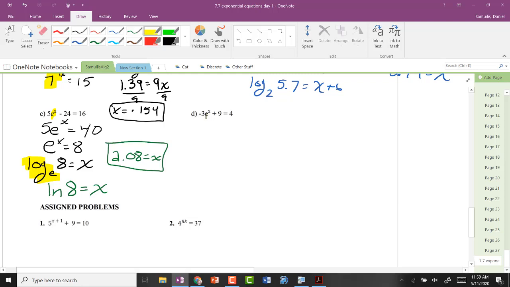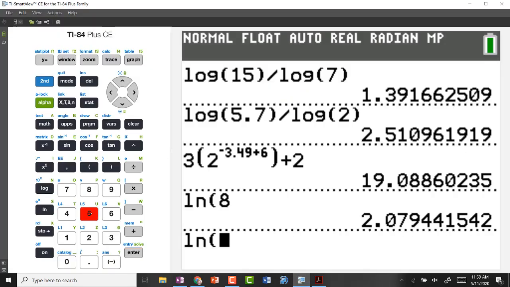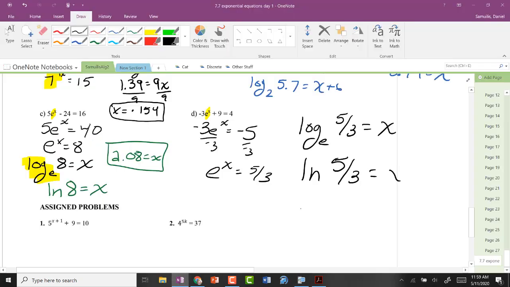All right, what's the exponent? It's e to the x. So I'm going to subtract 9. So I end up with negative 3 e to the x equals negative 5. Divide by negative 3. e to the x equals 5/3. So log base e of 5/3 equals x, or natural log of 5/3 equals x. That's all you have to type in. Natural log 5/3. 0.51. So 0.51 equals x.